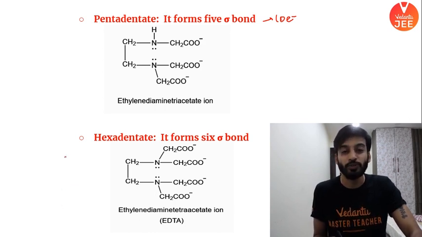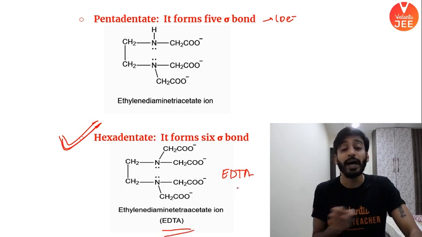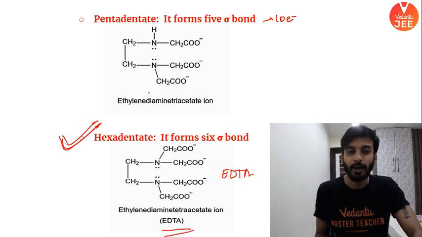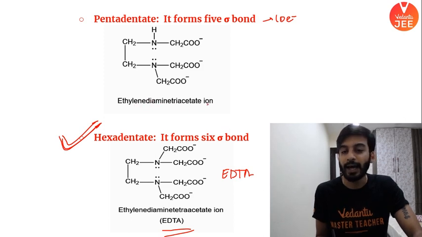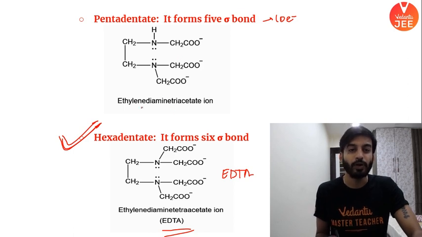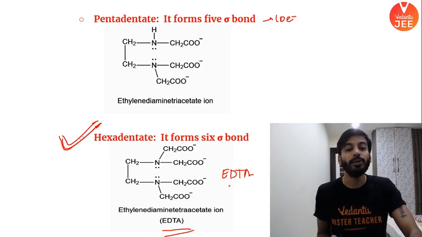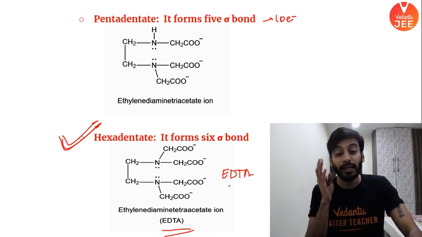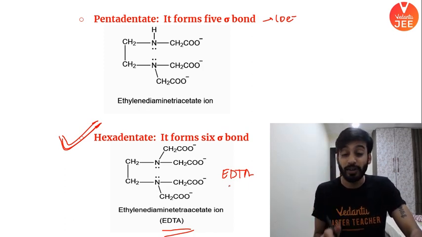Pentadentate. But what is most important to us is hexadentate. It is called EDTA, as it is mentioned here. Ethylene diamine tetraacetate ion. The previous one was ethylene diamine triacetate ion, right? In the previous one there were 3 because it was penta. Here it is now 4. So ethylene diamine tetraacetate ion is a very important example.